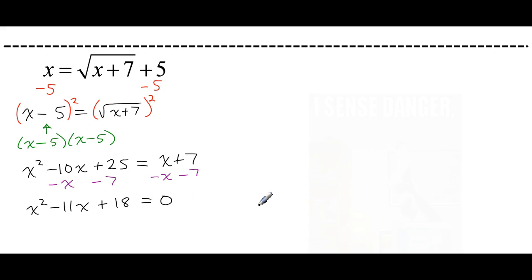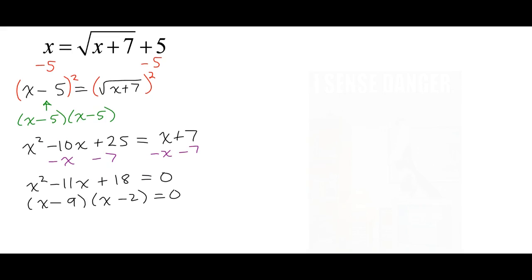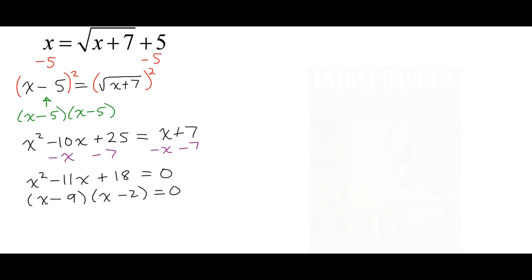And I'm going to have x squared minus 11x plus 18 equals 0. And the next thing you have to do with quadratic equations is factor them out. So you take a second, you factor that out. Luckily, it's fairly easy to factor. And we get this. And you know how to break that up into two equations. x minus 9 equals 0, x minus 2 equals 0. You get two answers, x equals 9 and x equals 2.